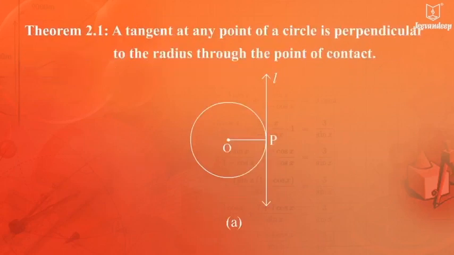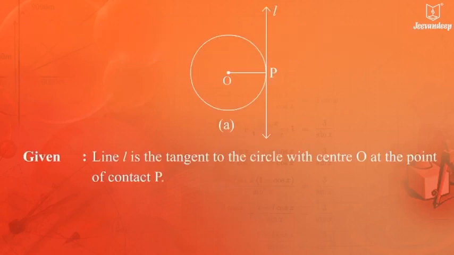Theorem 2.1. A tangent at any point of a circle is perpendicular to the radius through the point of contact. Given: line L is the tangent to the circle with center O at the point of contact P. To prove: line L is perpendicular to segment OP.